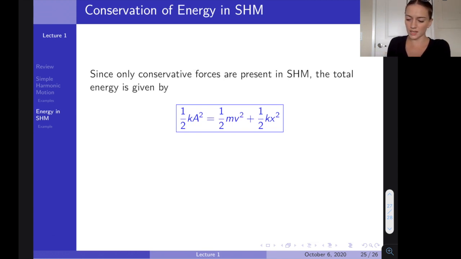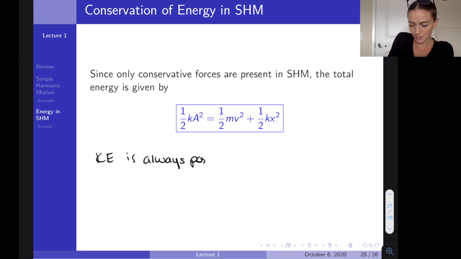One important thing to keep in mind here is the kinetic energy is always positive, right? Because there's obviously no way for me to get a negative value here. My mass is never negative, and my velocity squared will also never be negative. So kinetic energy is always positive. And in the case of a spring, the potential energy is also always positive.